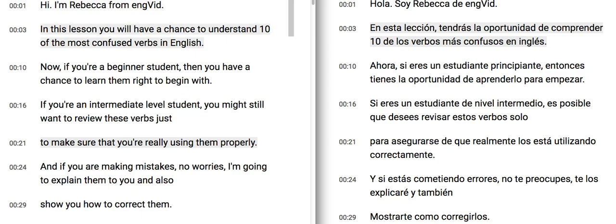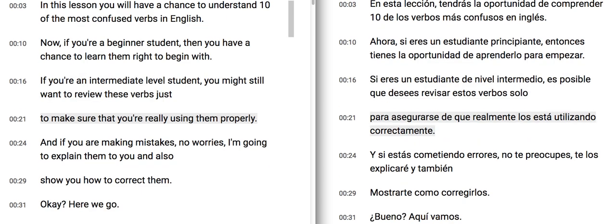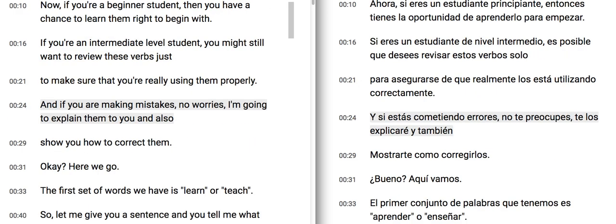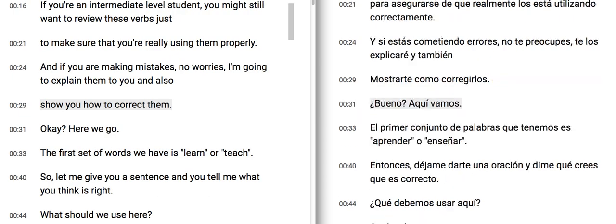In this lesson, you will have a chance to understand 10 of the most confused verbs in English. Now, if you're a beginner student, then you have a chance to learn them right to begin with. If you're an intermediate level student, you might still want to review these verbs just to make sure that you're really using them properly. And if you are making mistakes, no worries. I'm going to explain them to you and also show you how to correct it.